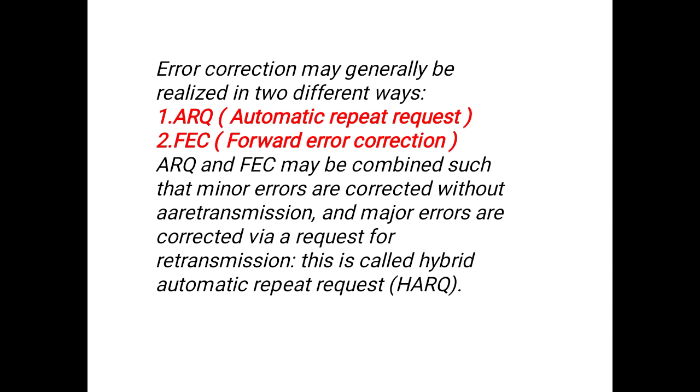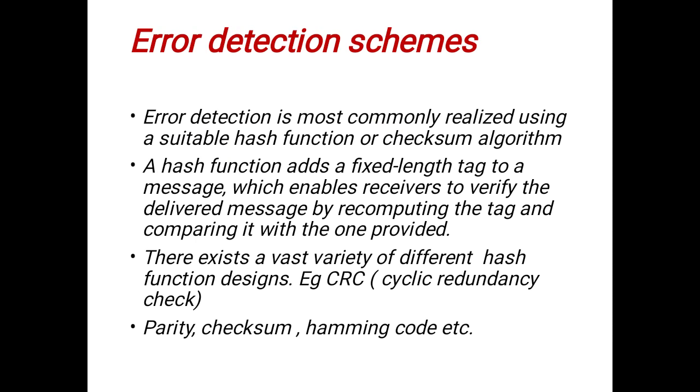Now, automatic repeat request means it immediately corrects the data without retransmission. That is for minor errors. If there is a major error, then correction is done using a request for retransmission. This technique is called hybrid automatic repeat request. These are the basic types.